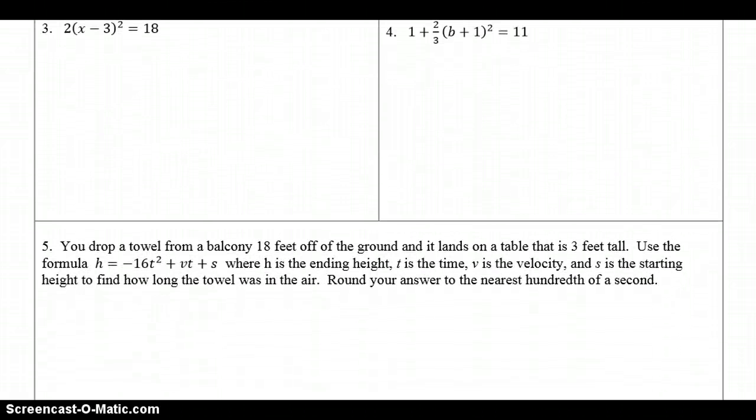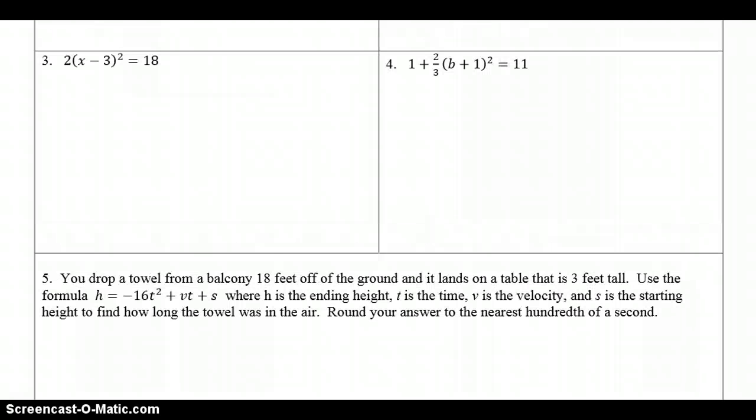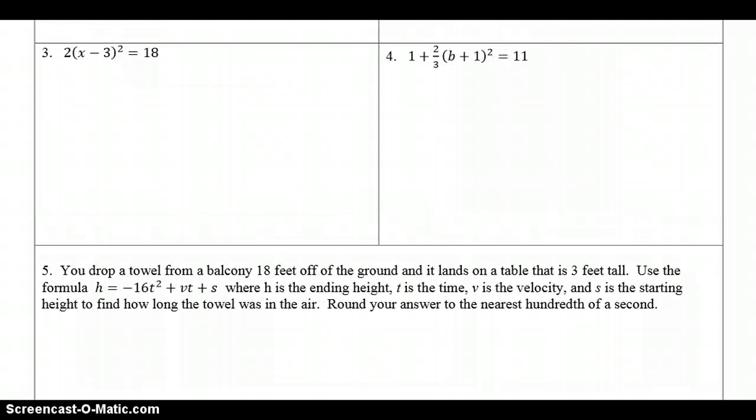What do you guys notice is different about number 3 that we haven't seen so far? We have parentheses squared. Okay? So again, we want to isolate whatever is being squared first to get that by itself so that we can square root it and undo that square. So what we will be isolating or getting by itself here is this whole thing, x minus 3 in parentheses squared. That's what I want to get by itself. Then I can use my square rooting.